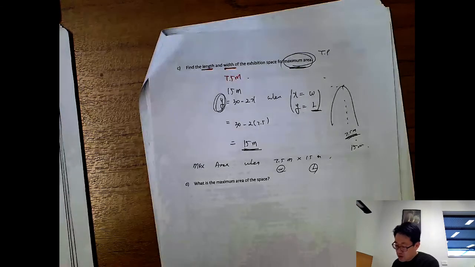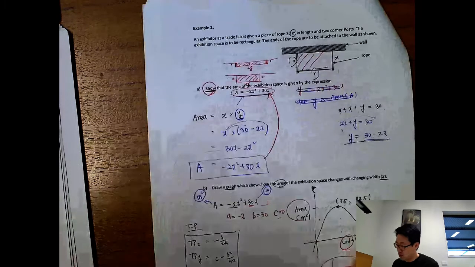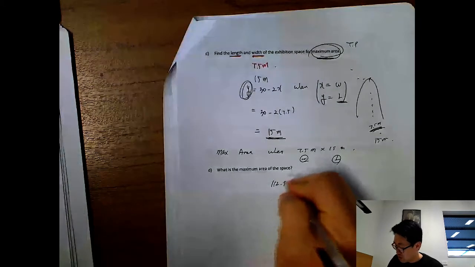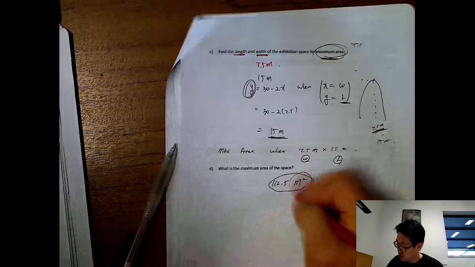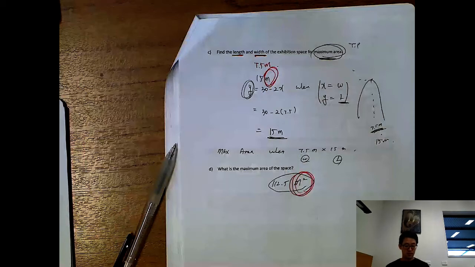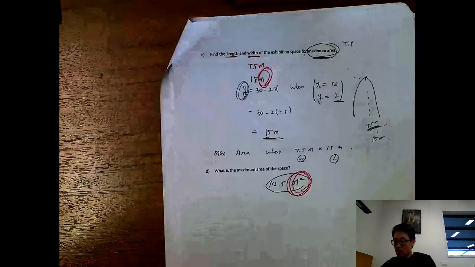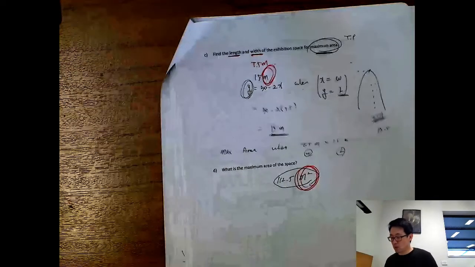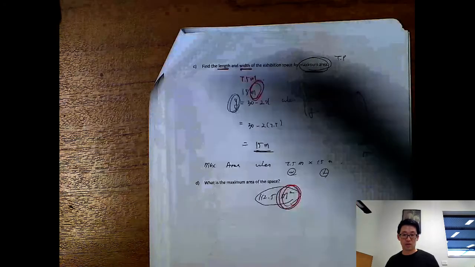Next question. What is the maximum area of the space? We already know the maximum area is 112.5 meter square. Don't forget units. Make sure you're dealing with units. Okay. Oh, it's done. So you will see worded questions in the calculator part. You're able to use a graphic calculator, or this.